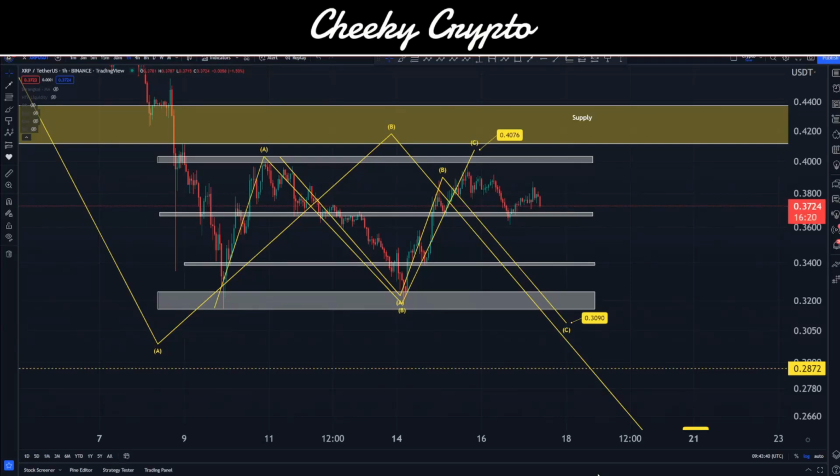My name is Nick and today guys we're going to be talking about the price action of XRP. We'll be taking a look at the hourly chart specifically. We might scale it up a little bit and take a look at a few of the other time frames, see what's going on there.